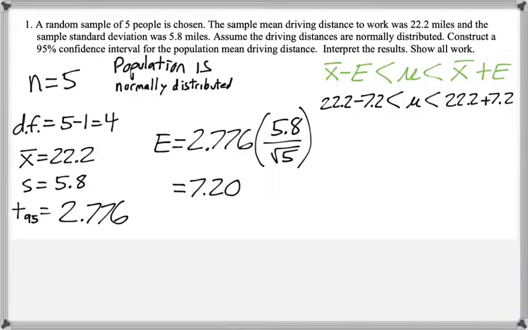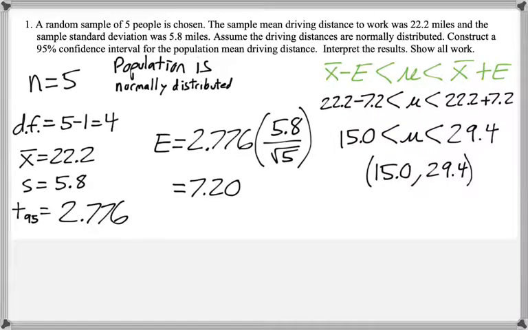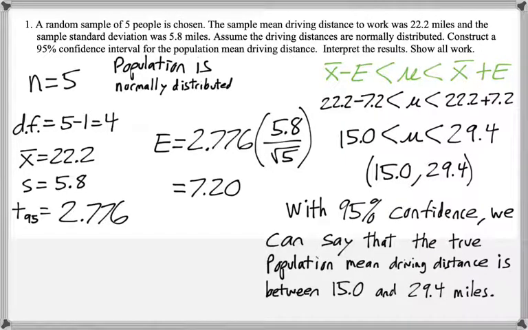Mu is between 22.2 minus 7.2 and 22.2 plus 7.2, so the mean is in between 15.0 and 29.4. With 95% confidence, we can say that the true population mean driving distance is between 15.0 and 29.4 miles.